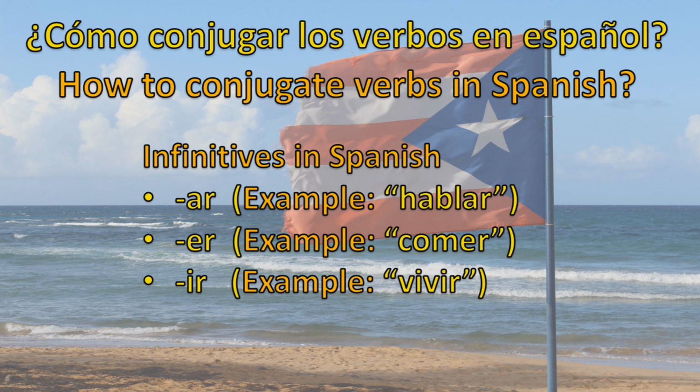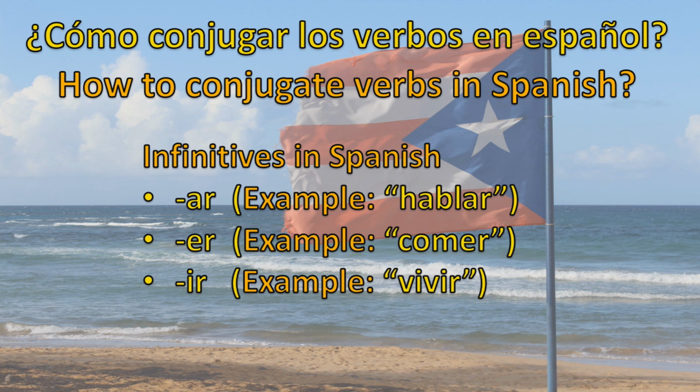Because in Spanish we have three different endings for the verbs, for the infinitives in Spanish. And the infinitives are the verbs in their natural form, in their pure form. When you look the verb in the dictionary, the verb that is going to appear is the infinitive of the verb. And that infinitive you have to conjugate. Today you are going to learn how to conjugate the regular verbs in Spanish in the present tense, which is the most important tense in Spanish.